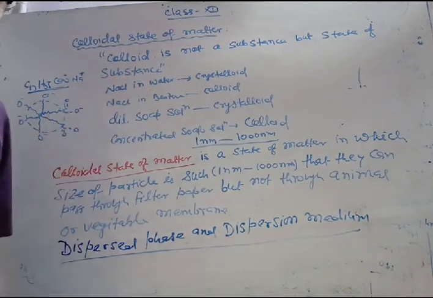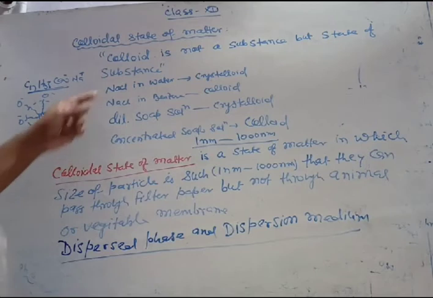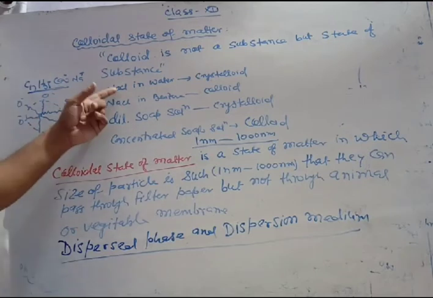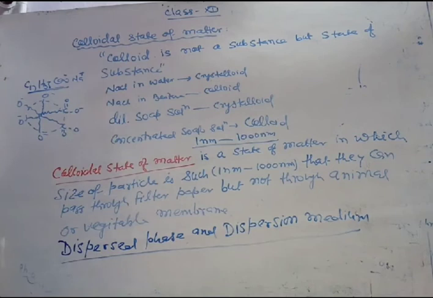For example, if NaCl is dissolved in water and the solution is passed through animal membrane or parchment paper, the particles of NaCl can pass through the animal membrane and parchment paper, and therefore it is a crystalloid. On the other hand, if NaCl is dissolved in benzene and this solution is passed through parchment paper or animal membrane, the particles of NaCl will not pass through. Therefore, in that case, NaCl behaves like a colloid. So NaCl in two different conditions behaves as crystalloid as well as colloid.